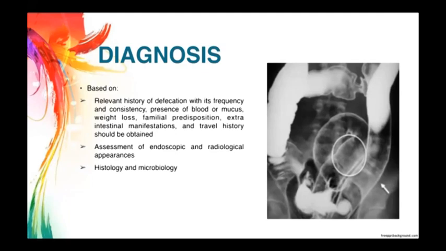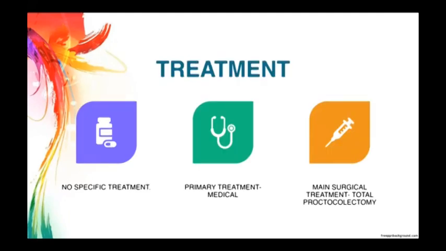Moving to the treatment. Next slide. There is no specific treatment as the etiology is unknown. Primary treatment of ulcerative colitis is medical. The components of therapy are antidiarrheals, antibiotics, corticosteroids, diet, vitamins, minerals, and general support. Surgical treatment is total proctocolectomy.